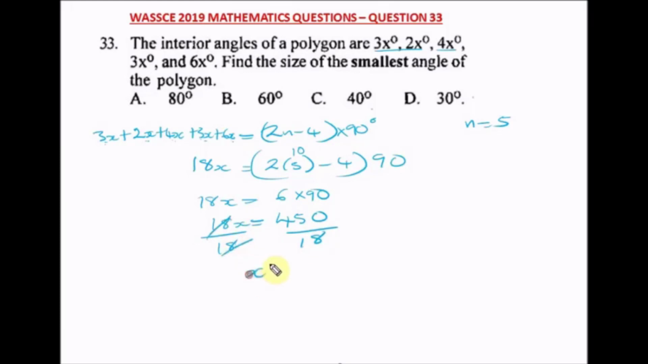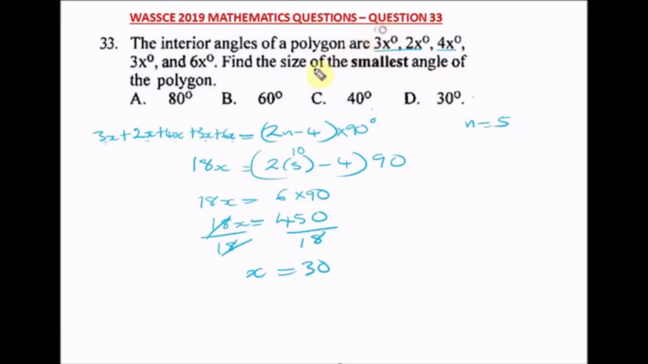Okay, so x, when you divide, what are we going to be left with? We're going to be left with x equal to what? 30. 18 will go into 450 30 times. So x is 30. All right, so we've gotten our value of x. To get each of the interior angles is quite easy. You just multiply by this: 3 times 30 will give us this one as what?